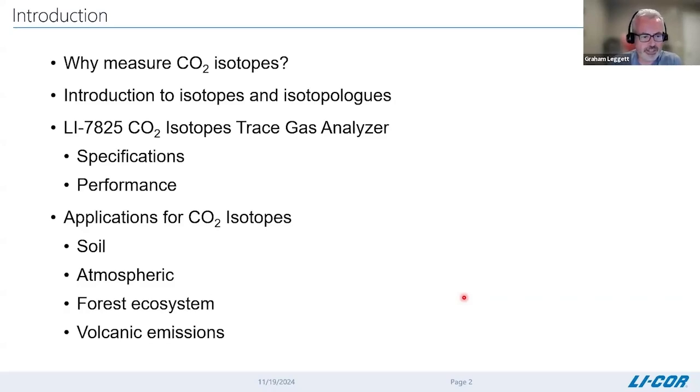And some of these concluded quite recently, applications including soil measurements using our flux system, atmospheric measurements, looking at source attribution of CO₂ from various emission sources, a forest ecosystem example, where we look at CO₂ buildup above a forest canopy. And then finally, a super interesting study by a group in Italy looking at volcanic emissions and how isotopes can help us discriminate between sources in a fairly crowded environment with other emission points in that same area.